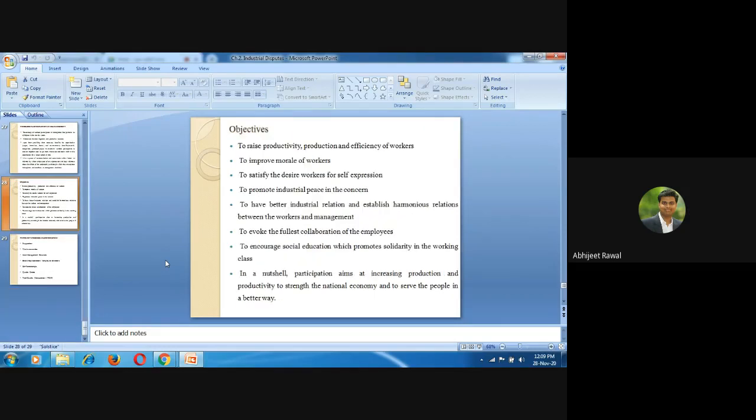Okay, इनका ऑब्जेक्टिव है टू रेज द प्रोडक्टिविटी, प्रोडक्शन एंड एफिशिएंसी ऑफ वर्कर, to improve morale of workers, to satisfy the desire of workers for self expression, to promote industrial peace in the concern, to have better industrial relations and establish harmonious relations between the workers and management, to evoke the fullest collaboration of the employees, to encourage social education which promotes solidarity among the working classes. In a nutshell, participation aims to increase production and productivity, to strengthen the nation's economy and to serve the people in a better way. These are the objectives of workers' participation.